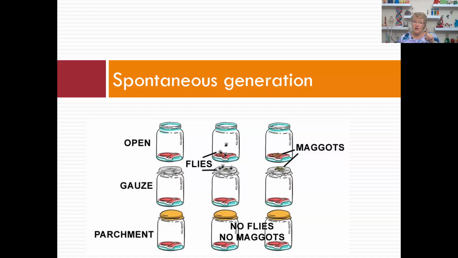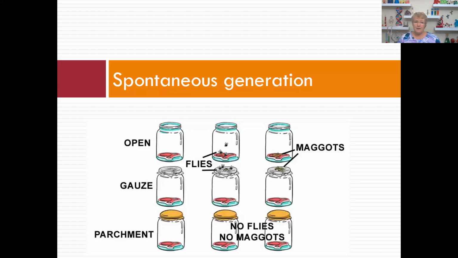Now, he also just changed one variable, because if he had changed a lot, then we wouldn't have known what it was that caused the effect at all. So in this case, the independent variable was the thing he changed, the gauze or the parchment, and the dependent variable was what he looked for, the appearance of those maggots on the food.